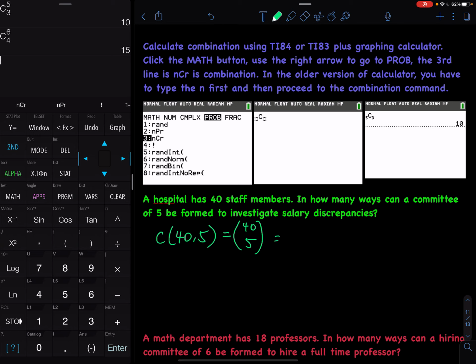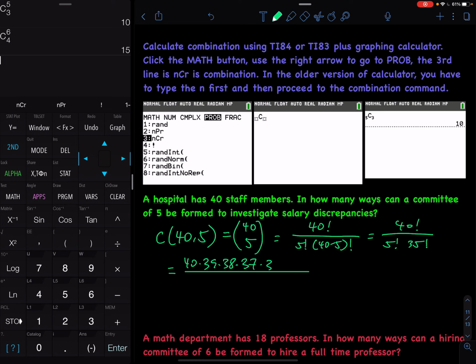So, and then you do 40 factorial divided by 5 factorial times 40 minus 5 factorial, right? So you have 40 factorial, 5 factorial, and then 40 minus 5 is 35 factorial. Let's open this up a little bit. So for 40, you can do 40, 39, 38, 37, 36, and then 35, and then keep on moving.